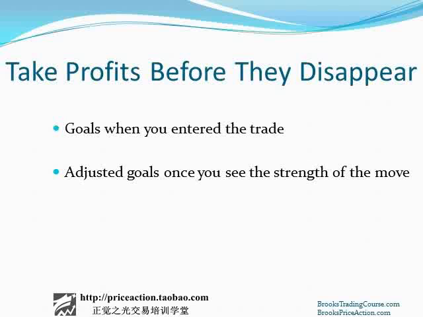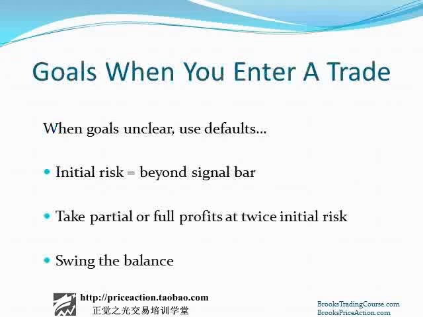You want to take profits before they disappear. You need goals when you entered the trade originally, and you adjust your goals once you see the strength of the move. When you enter a trade, if the goals are really not all that clear, rely on defaults. For example, you'll put an initial risk beyond the signal bar. If you're buying, you put your stop one tick below the signal bar, and you take partial or full profits at twice your initial risk. And if you took partial profits, you swing the balance.